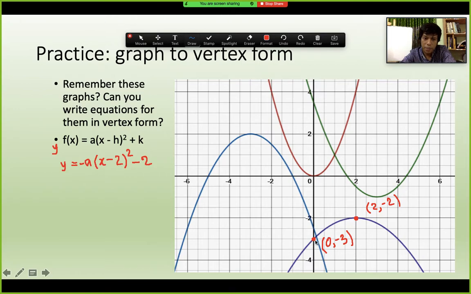Now you see we have almost everything, but the value of a we do not know. How can we find out the value of a? Let's check it. We can put this value in the function and try to find out the value of a. In this case, this point is 0 comma minus 3. That means x equals 0, y equals minus 3.